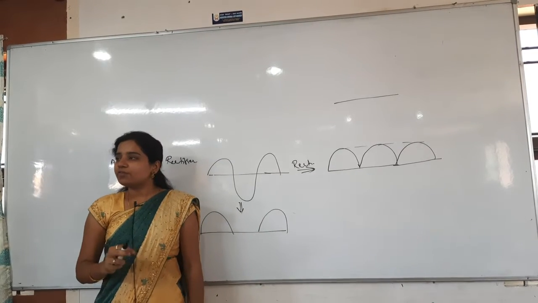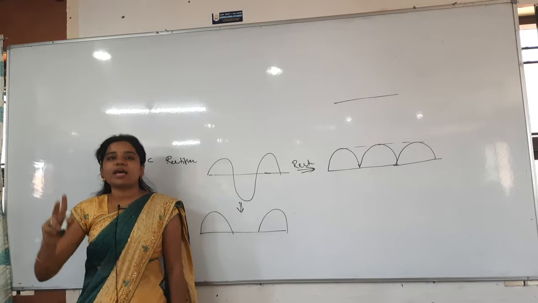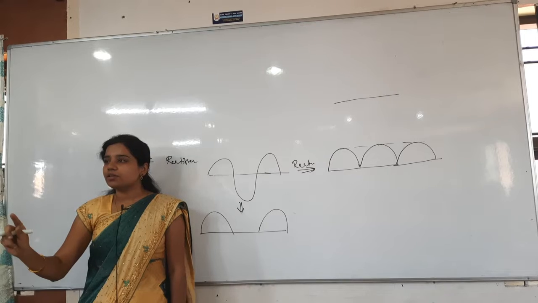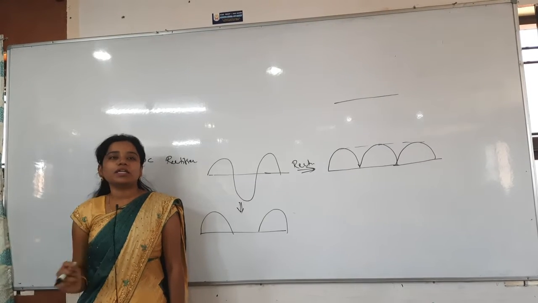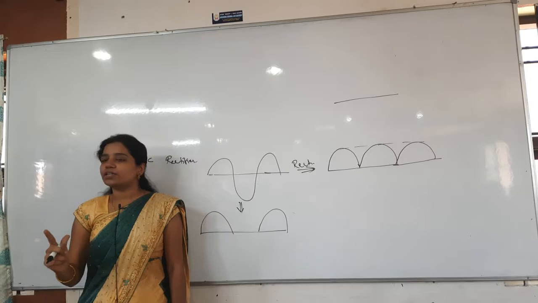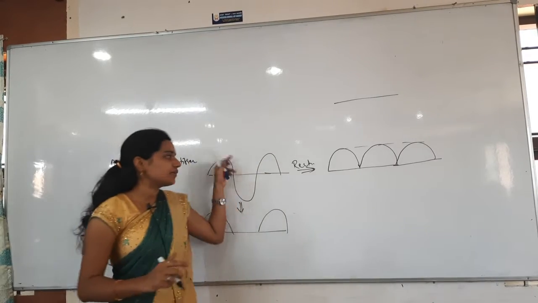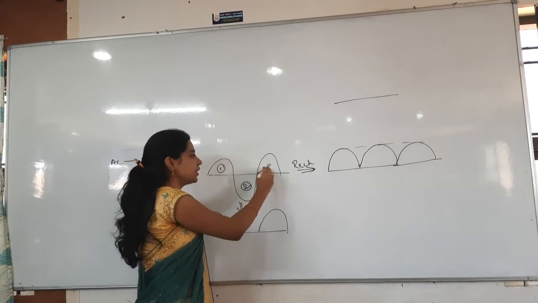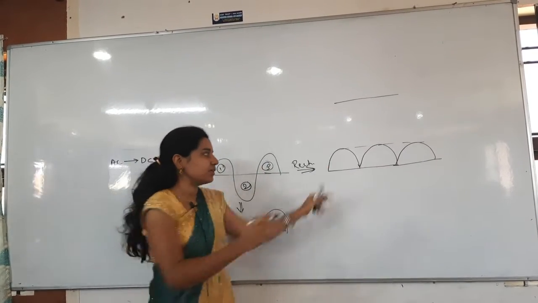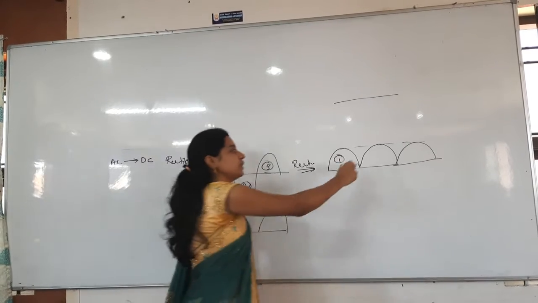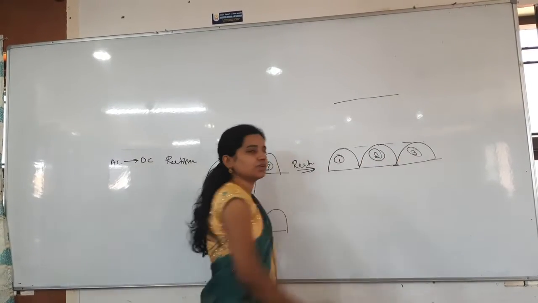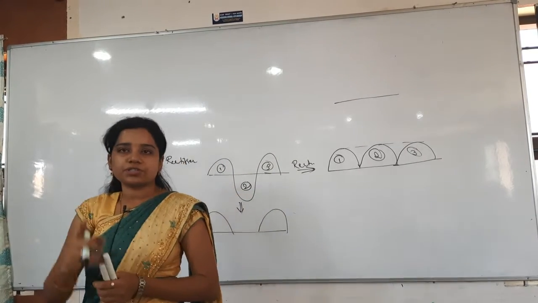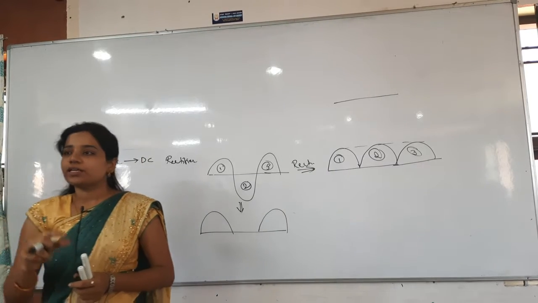Then the full wave rectifier will have two diodes. The upper diode is responsible for the positive half cycle, the lower diode is responsible for the negative half cycle. So only in the full wave rectifier does the complete wave get rectified. Let me give the numbers 1, 2, 3: this is the first half cycle, the second negative half cycle is this one, and the third half cycle is this one, like that. The full wave rectifier contains two diodes. One diode is responsible for the positive half, another for the negative half cycle.